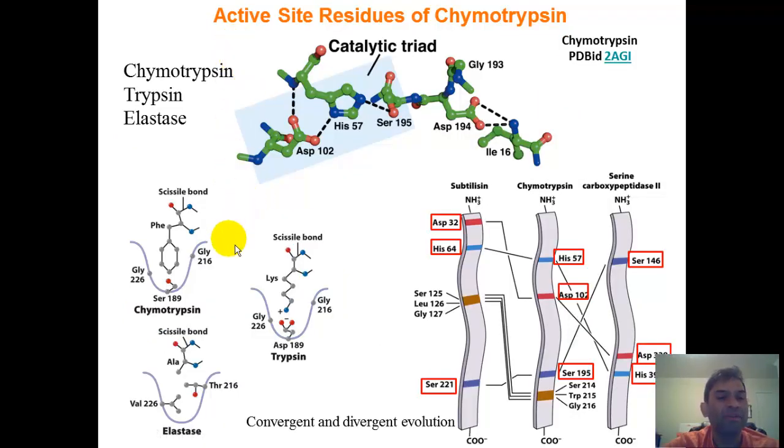So, a couple of the specificity pockets here. Elastase, trypsin. You see here trypsin likes to cut at lysine, or basic amino acids. Chymotrypsin likes to cut next to a phenylalanine. So they're specificity sites.